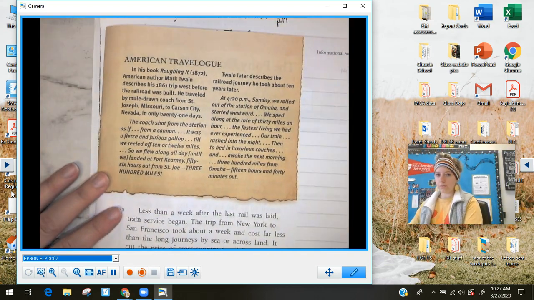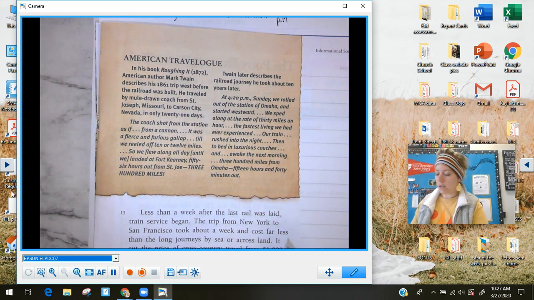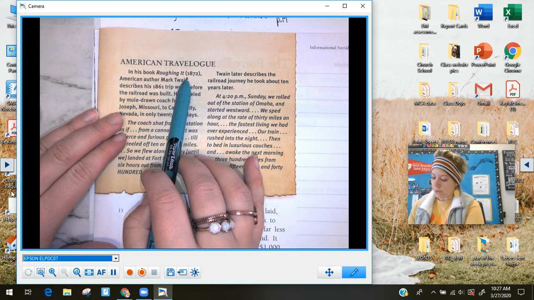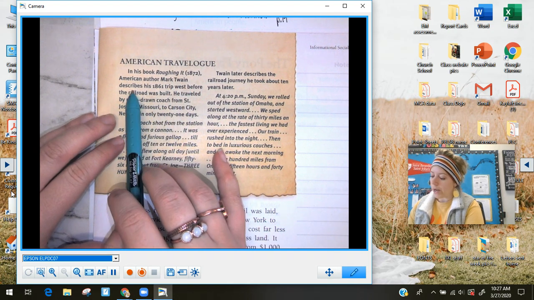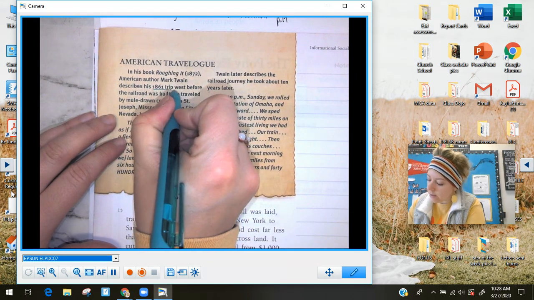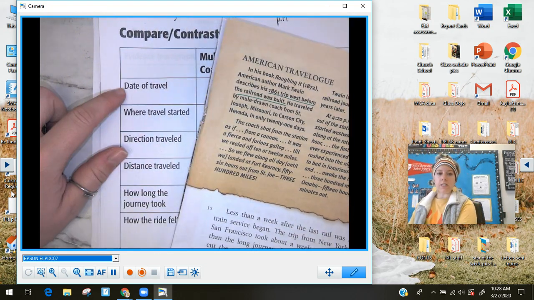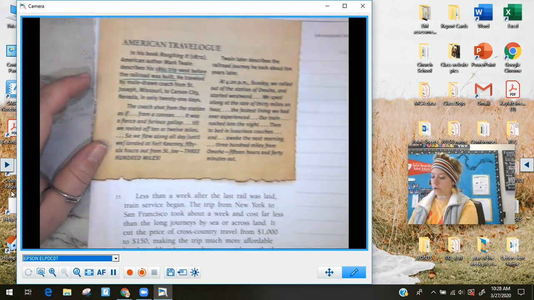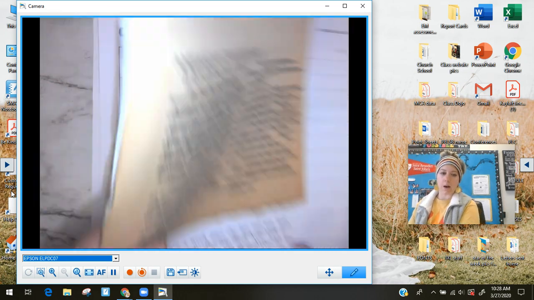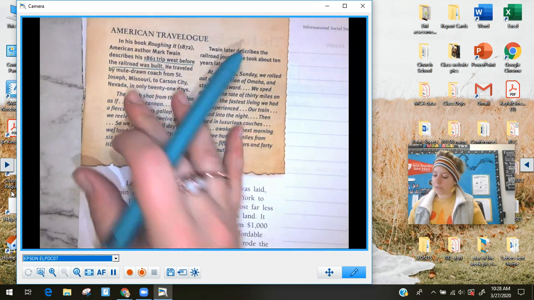All right, so we're just reading this little section here, this American travel log. In his book, Roughing It, written in 1872, American author Mark Twain describes his 1861 trip west before the railroad was built. So right away, I've already found the date of travel and the direction they were traveling. This was in 1861, and they were traveling west. So I'm not going to write anything down yet in this chart. I'm just going to be underlining all the information that I need, okay?